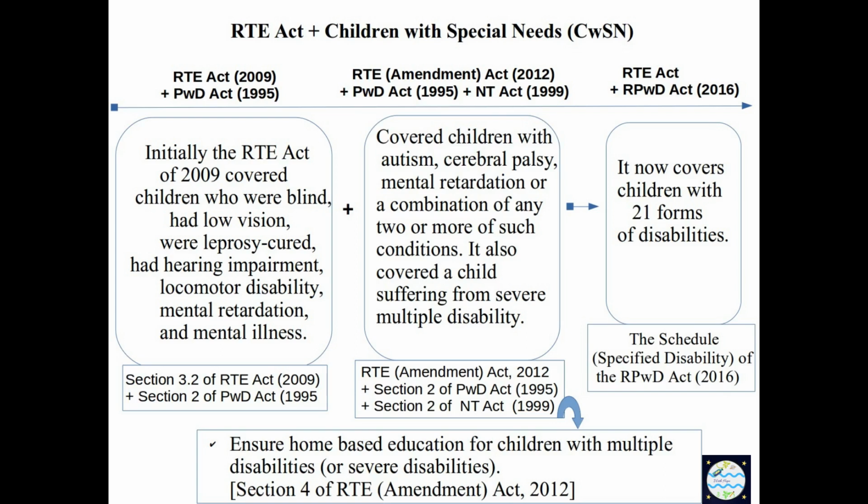Currently, with the replacement of the PWD Act of 1995 with the RPWD Act of 2016, the RTE Act incorporates the provisions given in Chapter 6 of RPWD Act for children with special needs and covers the 21 forms of disabilities specified in the schedule of the RPWD Act. We will try to cover these provisions in our presentation on RPWD Act.